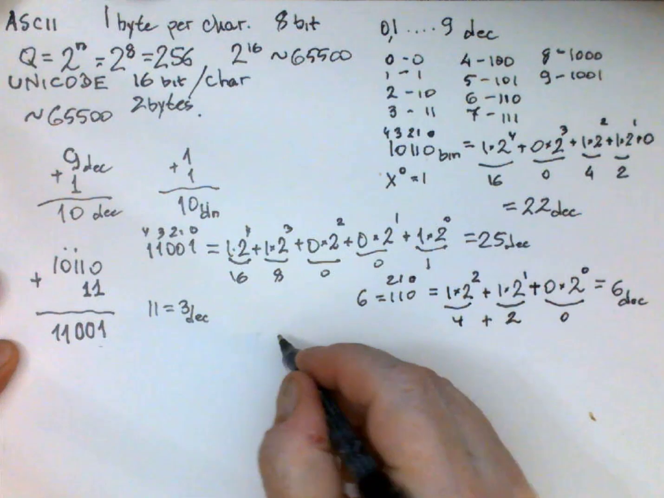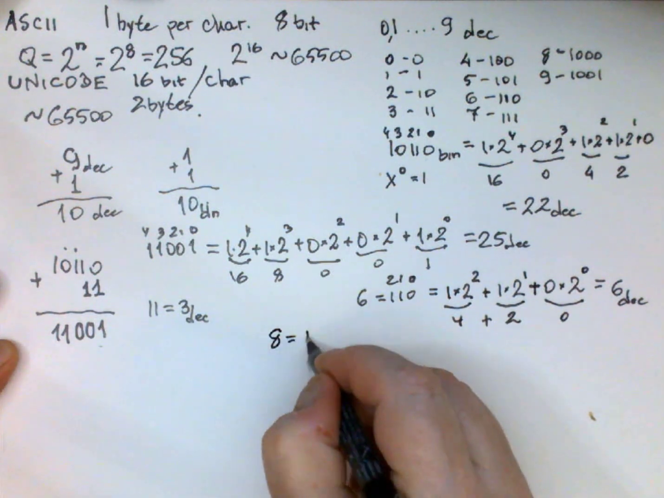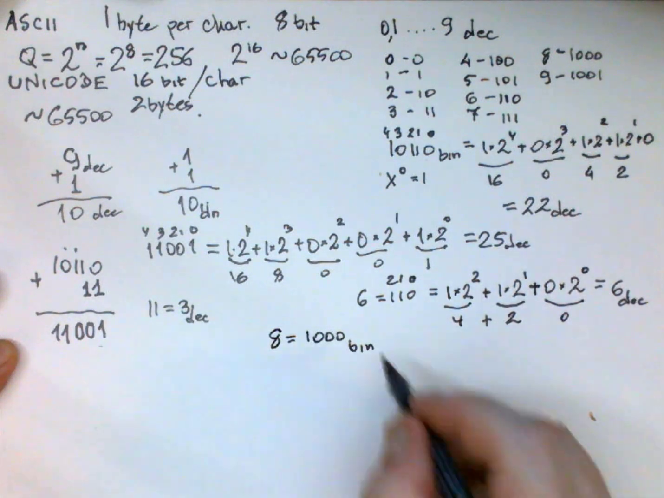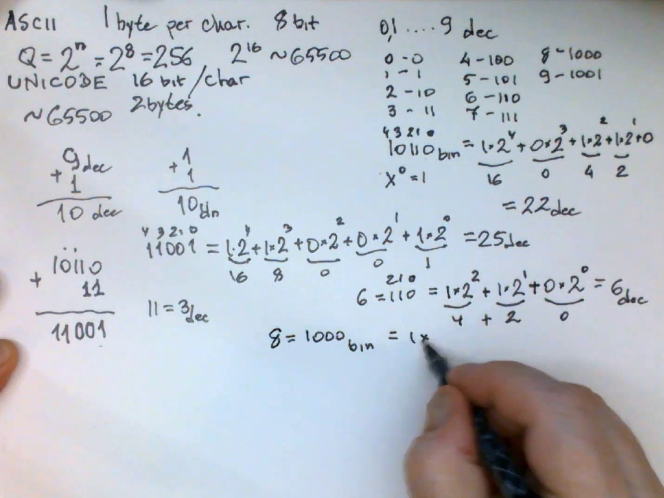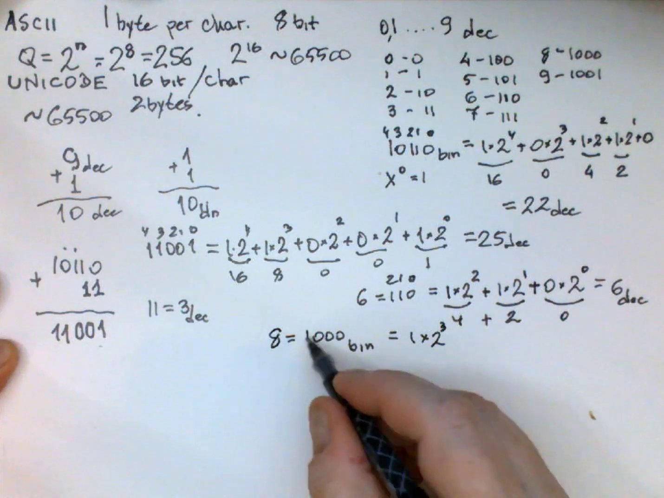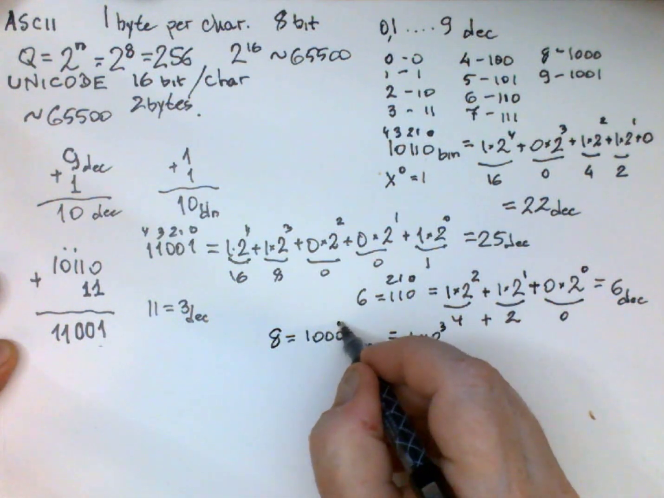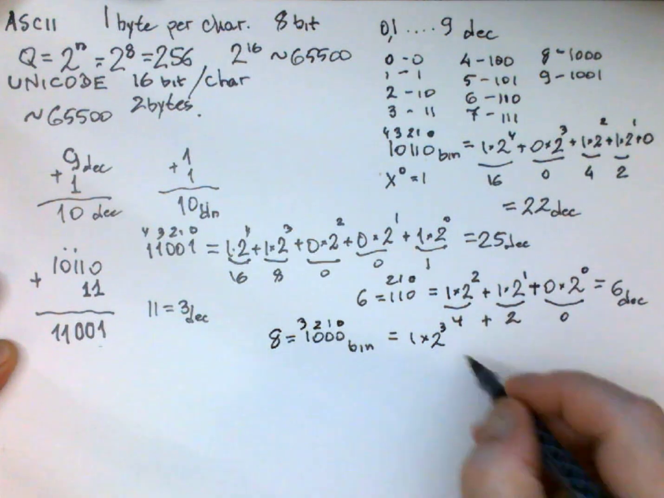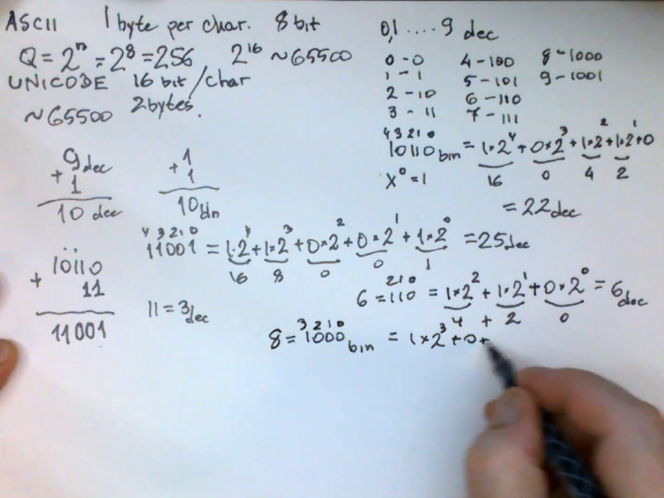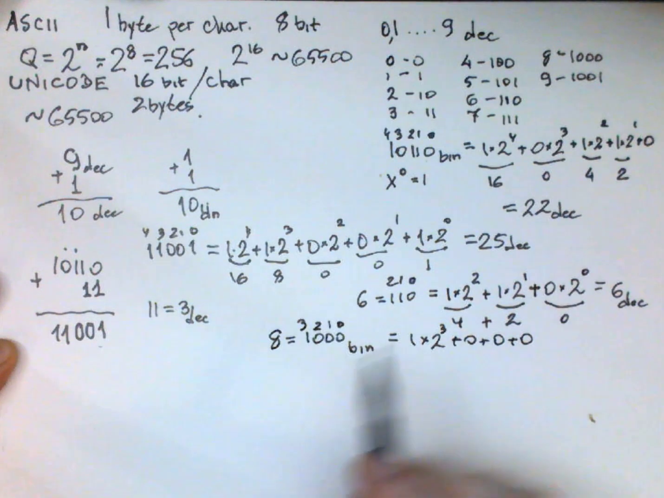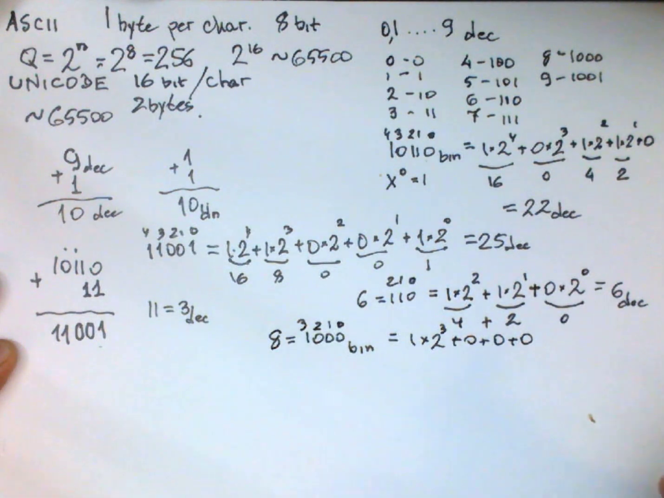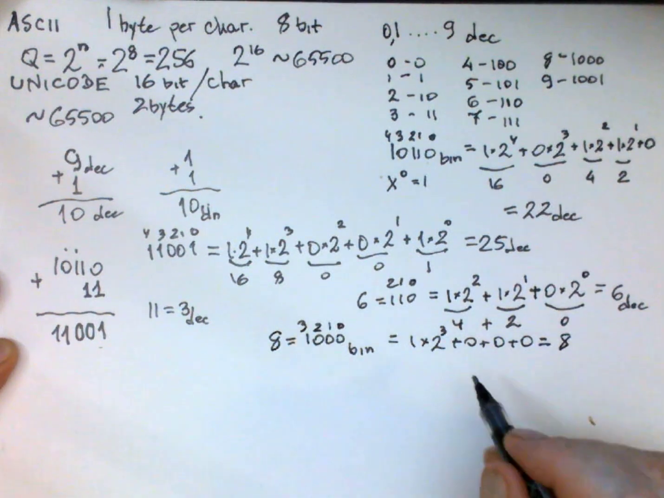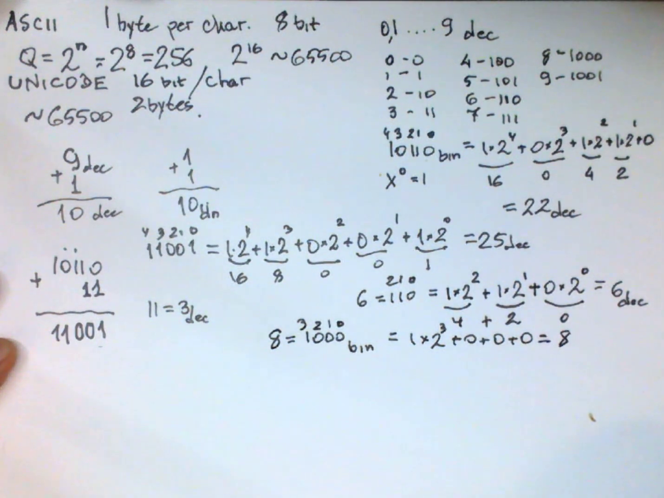The same way, take a look. 8. I said 8 is 1000 in binary. It's easy to prove. It will be 1 multiplied by 2 to the power of 3. How do I know it's the power of 3? Positions 0, 1, 2, 3. And all others are zeros. Plus 0, plus 0, plus 0, because these 3 zeros are multiplied. So that will be 8, because 2 to the power of 3 is 8.